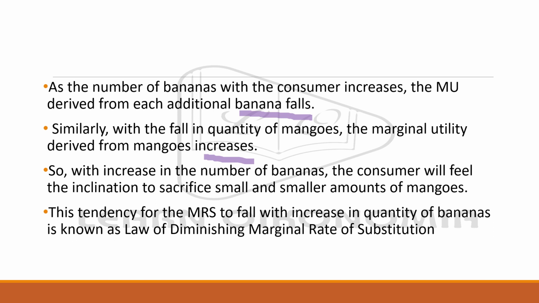We consider this as the law of diminishing marginal rate of substitution. You are increasing the quantity of banana, and now you are giving more value to mangoes. So with the fall in the quantity of mangoes, the marginal utility that you get from each additional unit of mango would be increasing, which makes the law of diminishing marginal rate of substitution work.